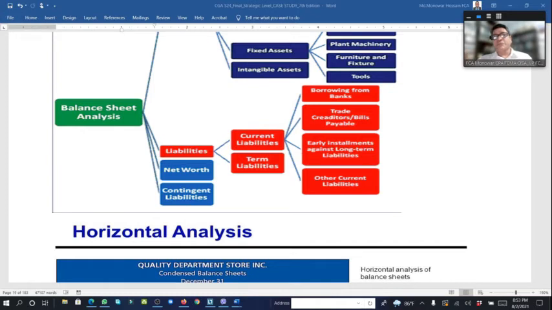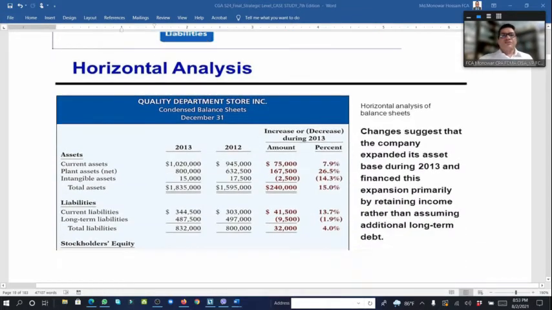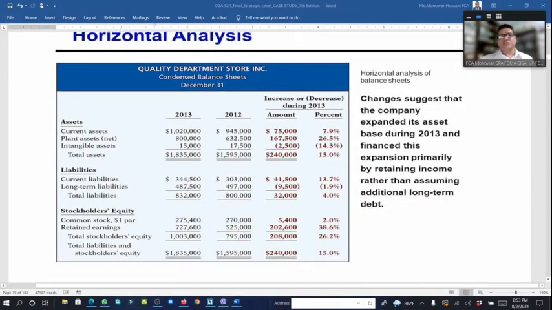So current liability, borrowing from the banks, trade creditors, etc. So if we see the horizontal analysis, what is that? Horizontal analysis means two years of analysis of the balance sheet. So what is the difference? How does that analysis help us understand decision making for the organization?